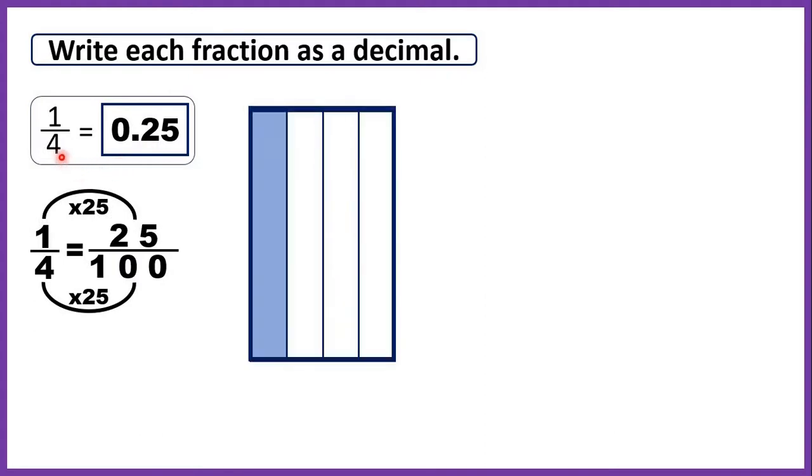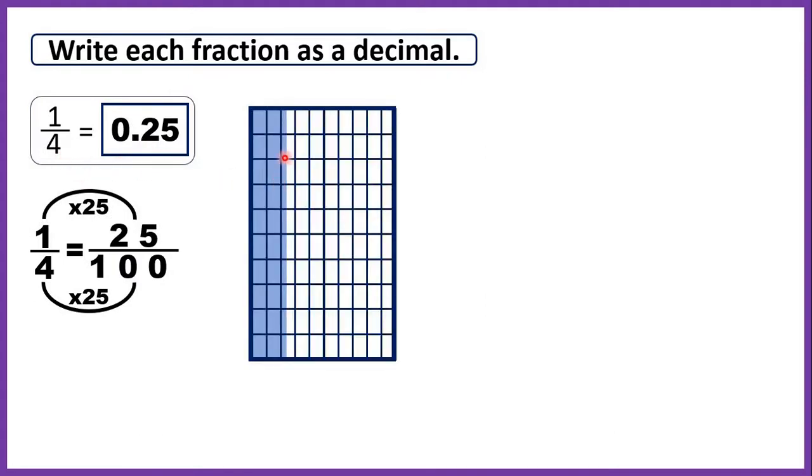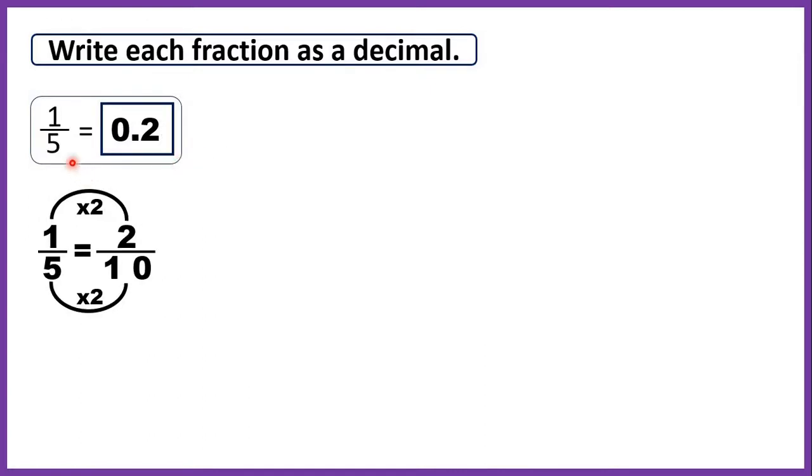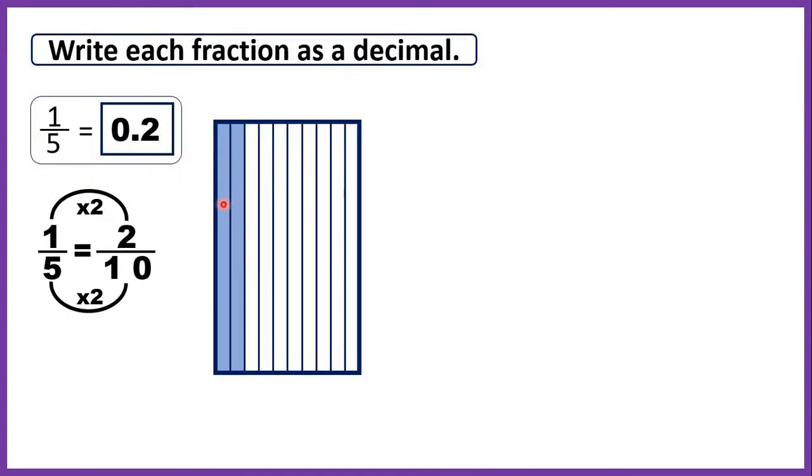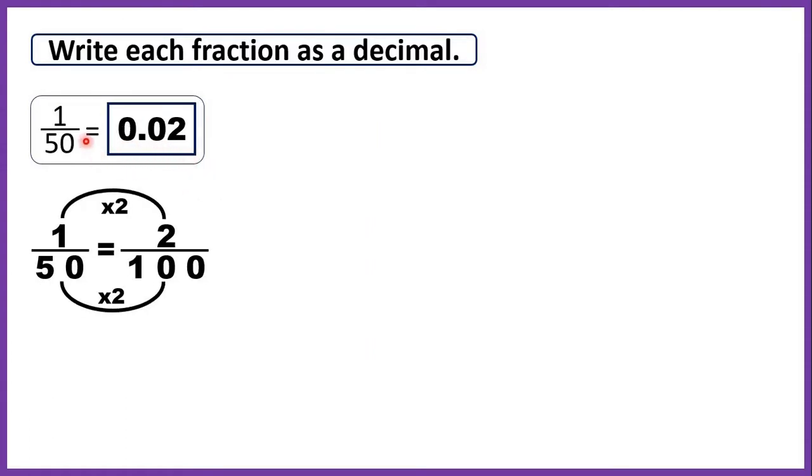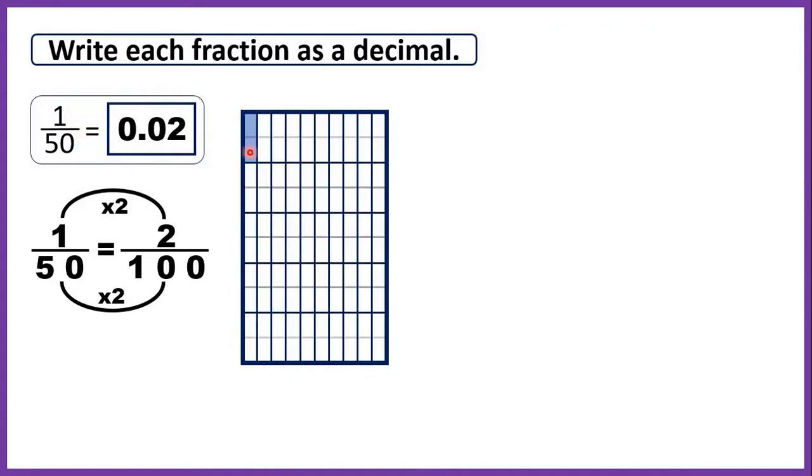Then we had 1/4. If we take away the quarter grid and put a hundredths grid on top of it, you can see that now we have lots of half rectangles shaded, but if we do some rearranging, you can see that that's equivalent to 25 hundredths, so that's 0.25. You can imagine that 2 of these lines are tenths, and then we have 5 hundredths. Then we had 1/5. We changed that to 2/10ths so that we could write it as 0.2. Then we had 1/50th, which is the same as 2 hundredths, so that's 0.02.